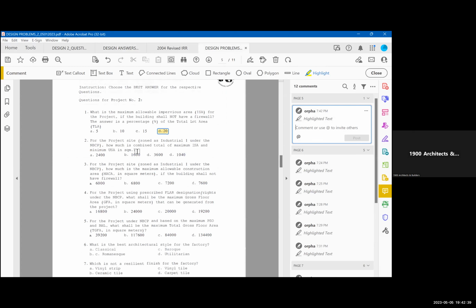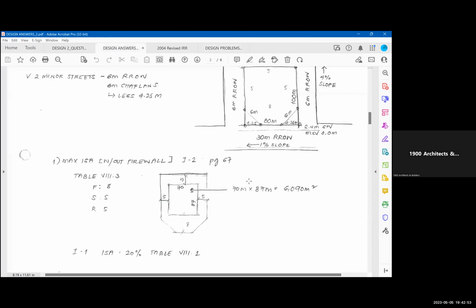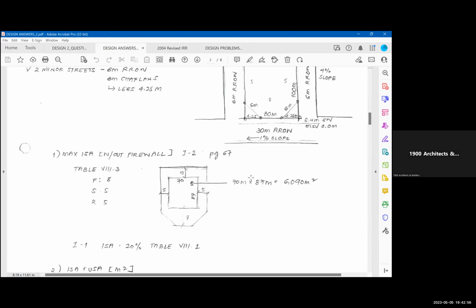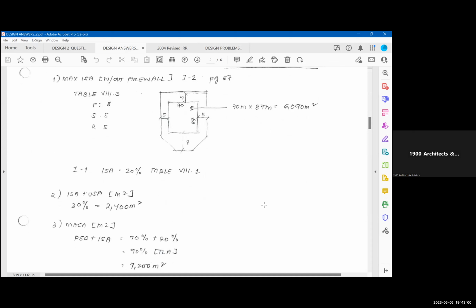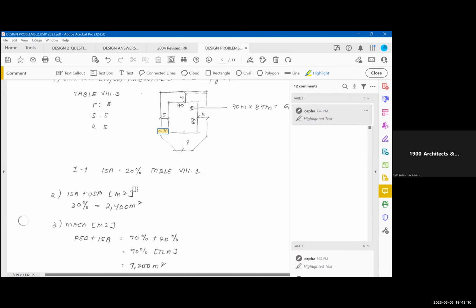So, number 2, for the project site na zoned as industrial, how much is combined total of maximum ISA and minimum USA in square meters? So, ang combined daw na minimum ISA and USA. So, ISA and USA is 30%. So, from there, makukomplete natin ang 2,400. So, 2,400 is letter A.